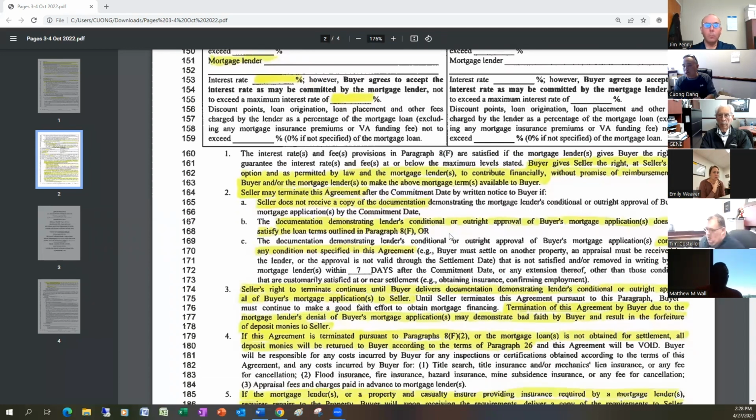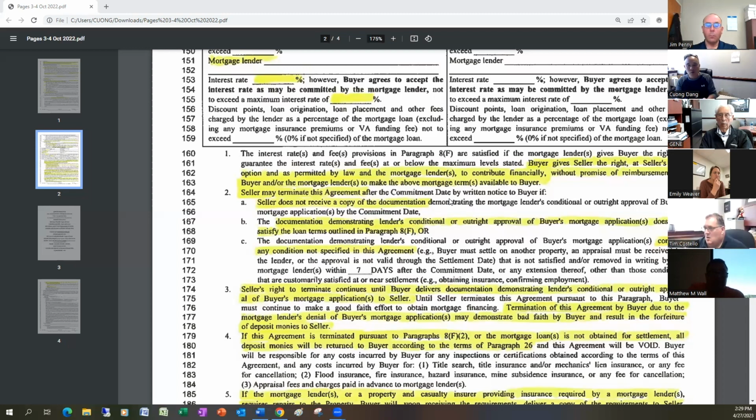Subparagraph 2. This one's important because 8F2 is always referred to, because this is where it allows the seller to back out of this deal. Okay. Seller may terminate this agreement after the commitment date, okay, after the commitment date, by written notice to buyer if one of 3 things. A, or 1, seller does not receive a copy of the documentation. So after that date, the seller still hasn't received a commitment letter. They can just back out.